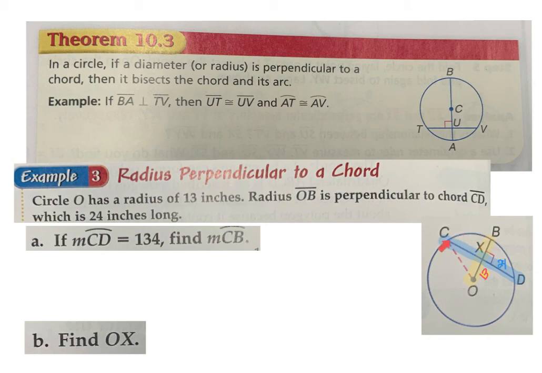CB. They want us to find this arc. It says if CD, this entire arc, is 134, that's the length. The length is 134. Then find the measure of CB.